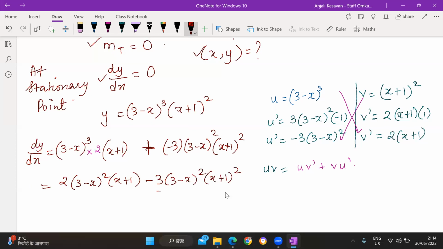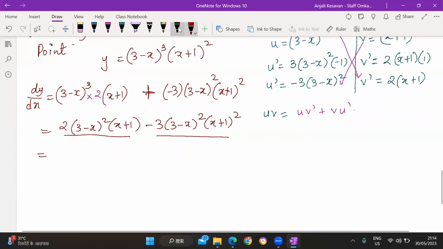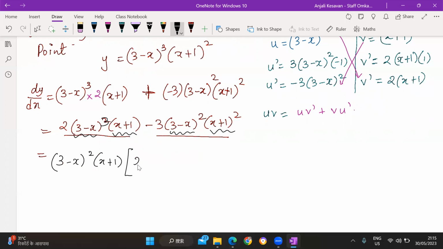What is common in each of these expressions? Come on, extract them. 3 minus x raised to 3, right? Yes, it's 3. Thank you. So what is common here? Obviously, 3 minus x the whole square is common in both. So we take out 3 minus x the whole square. And what about x plus 1? We can only take out x plus 1. Now what is left in the first expression? 2 times 3 minus x minus 3 times x plus 1. Is this clear so far, this step?